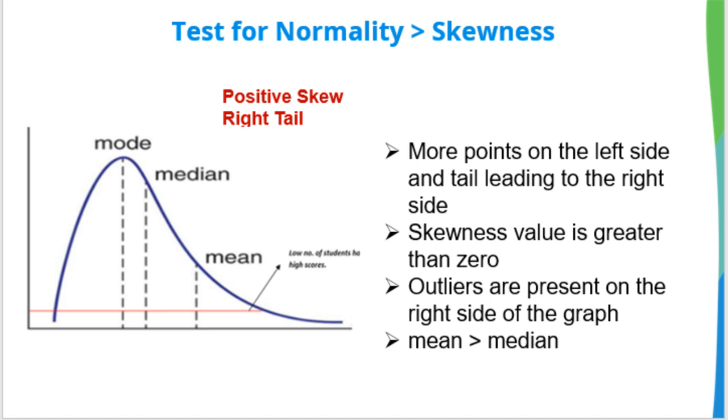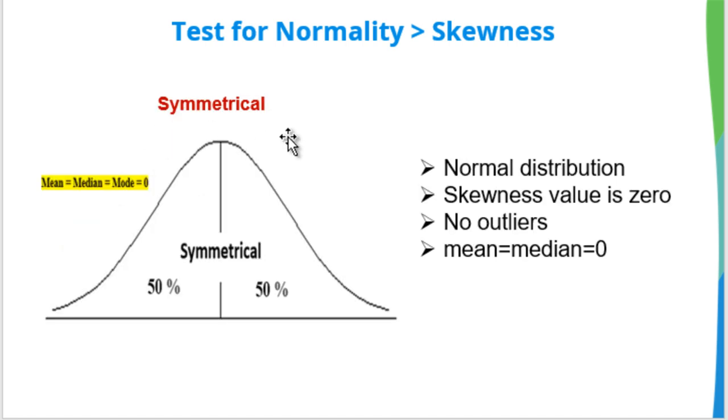But we have a normal distribution, which is symmetrical. We have 50%, 50% here, and in this case, mean is equal to median, equal to 0. Sometimes mean may not equal 0, you can have another number here, but at least mean must be equal to median. So this is called normal distribution. The skewness value is 0 at this point, and there are no outliers. So that is the skewness of the data.